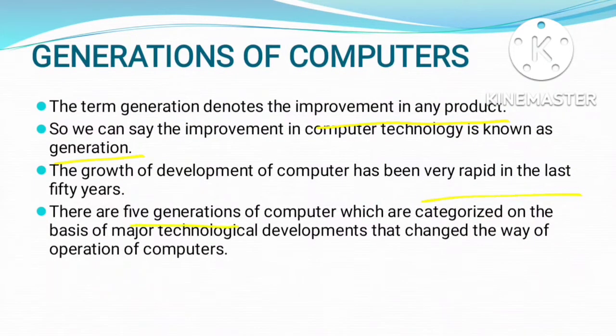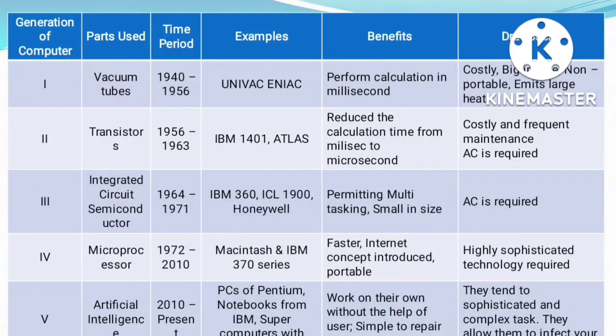There are 5 generations of computers which are categorized on the basis of major technological developments that changed the way computers operate. Let us discuss this one by one. In this table, we will discuss the various generations of computers and the parts used in each generation, the time period and the examples, the benefits and the drawbacks of each generation. I prepared this table so that it will be easy to understand and we can compare each generation on a single platform.